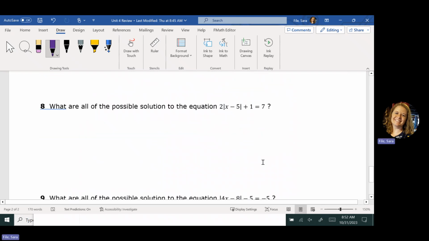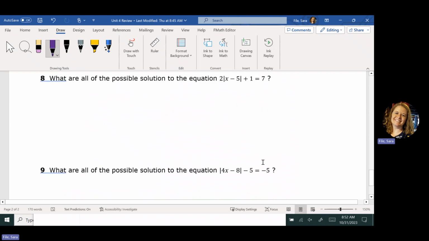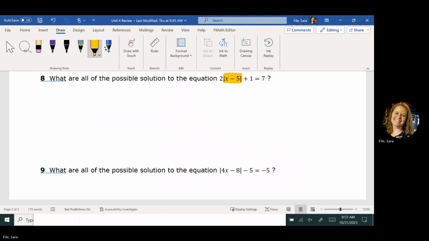All right, number 8, also finding solutions. So I want to isolate the absolute value expression here. I'm going to first move the number being added or subtracted. So that +1 is going to be subtracted. Then I'm going to divide out the coefficient. In this case, that's a 2. So that is a positive that it's set equal to. So I immediately know there are two solutions.